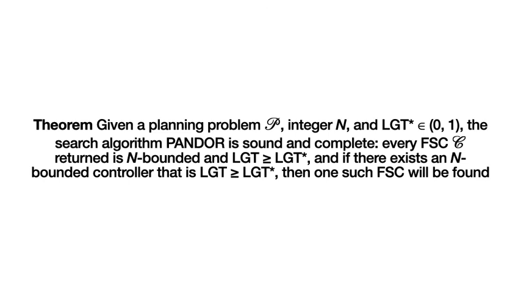We can prove that given a planning problem P, integer n, and LGT star, there is an algorithm we provide that is sound and complete, okay? So essentially, every finite state controller C returned is n-bounded. It has at most n size, and certainly its LGT is at least equal to or better than LGT star. So this is the soundness part, and the completeness part says that if there exists an n-bounded controller such that LGT is greater than LGT star, then one such FSC will be found. Okay, so that's the theorem we can prove.